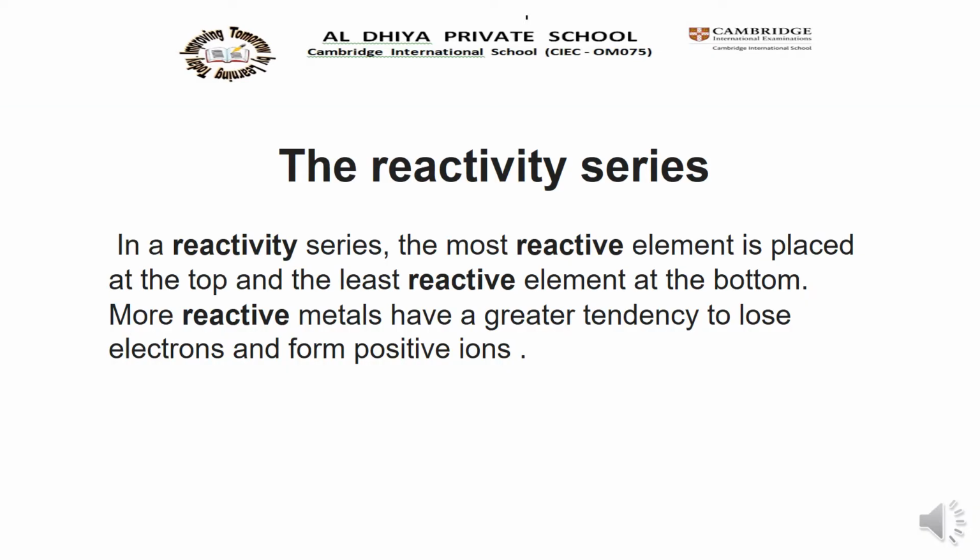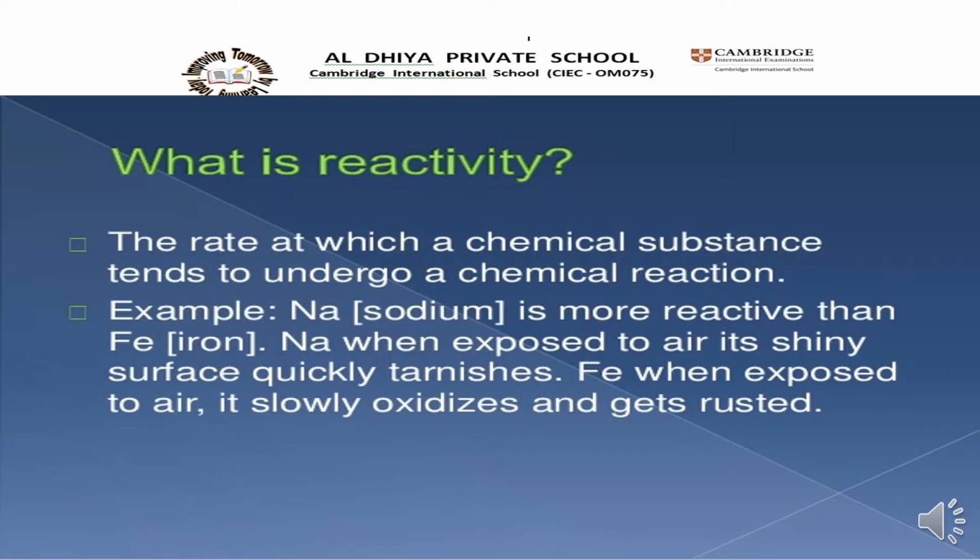What is meant by the reactivity series? In a reactivity series, the most reactive element is placed at the top and the least reactive element at the bottom. More reactive metals have a greater tendency to lose electrons and form positive ions. What is reactivity? The rate at which a chemical substance tends to undergo a chemical reaction.